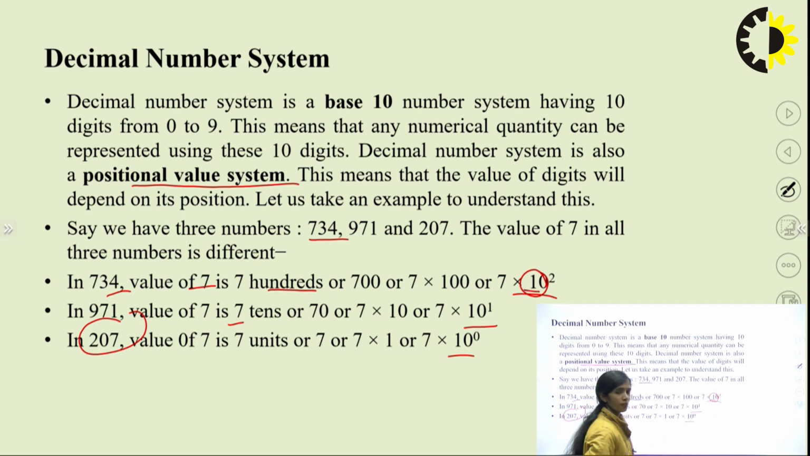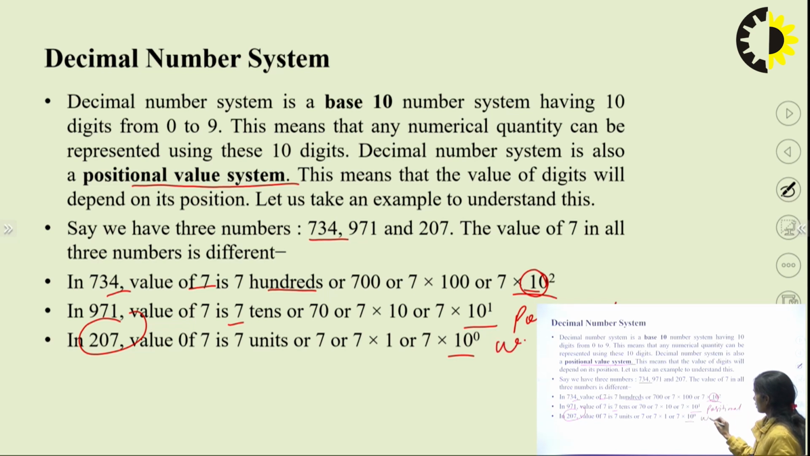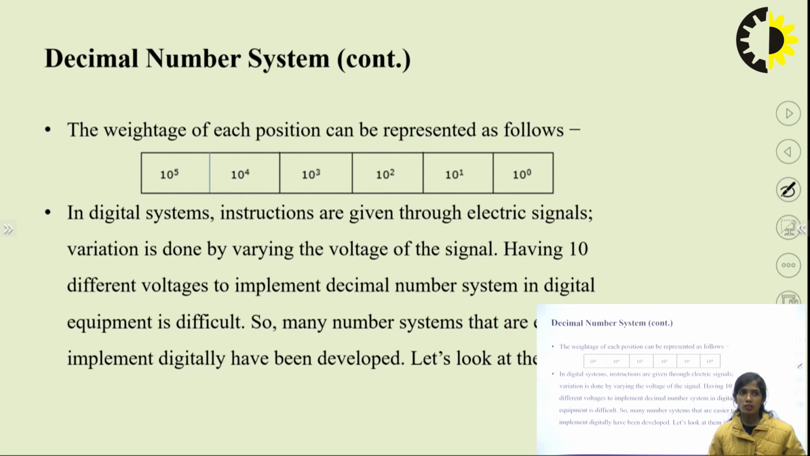So if we generalize it, for any number system, the positional weightage is equal to base to the power n. So if the base is 2, its power will be taken. Now this shows the weightage of each position. So the ones place has its weightage 10 to the power 0, the next one is 10 to the power 1, then 10 to the power 2.